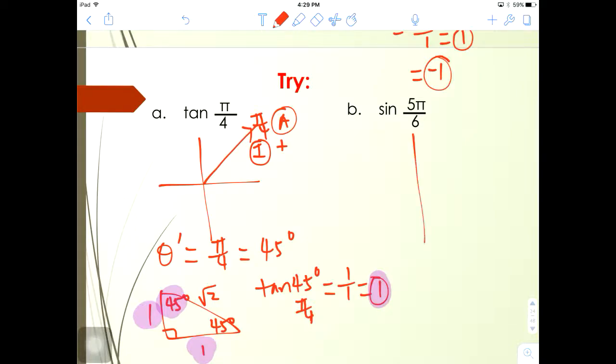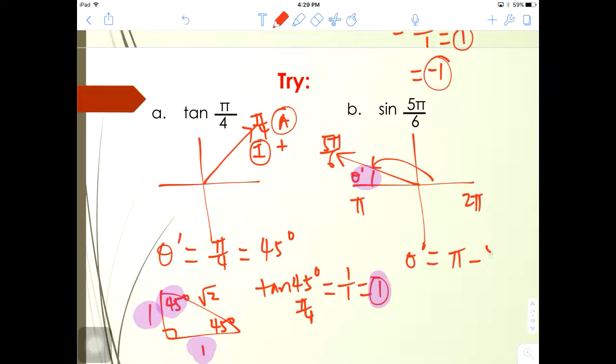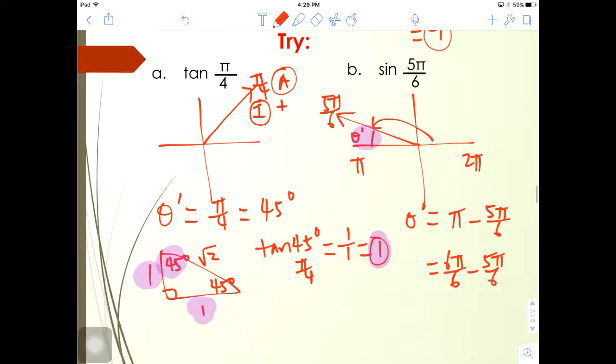Well, in case you did not know, 5 pi over 6 is almost pi because 6 pi over 6 is pi, right? So here's 6 pi over 6. Here's a little bit before that. So here is 5 pi over 6, from here to here. And here is the reference angle over here. So the reference angle is equal to pi minus 5 pi over 6, because you're not quite at pi yet, so pi is bigger. That turns into 6 pi over 6 minus 5 pi over 6. That gives me pi over 6 as the reference angle.